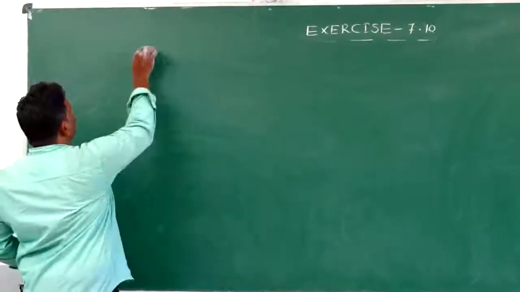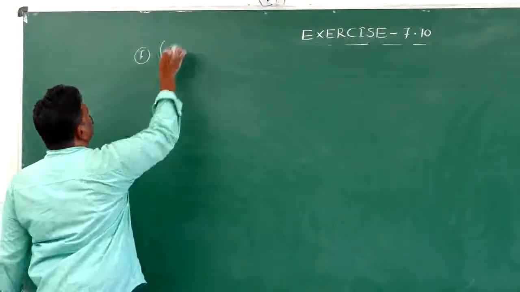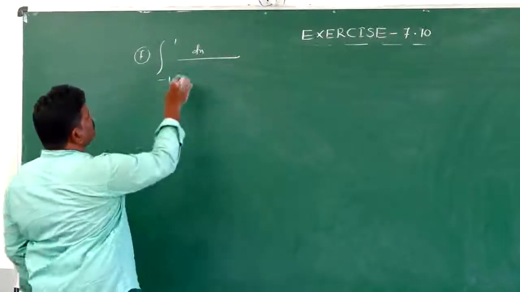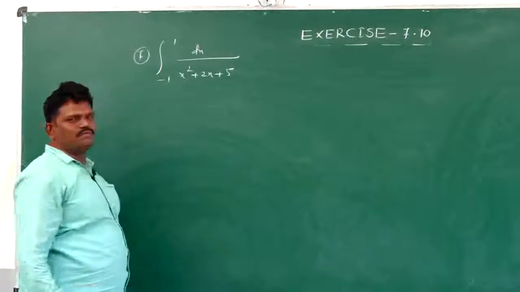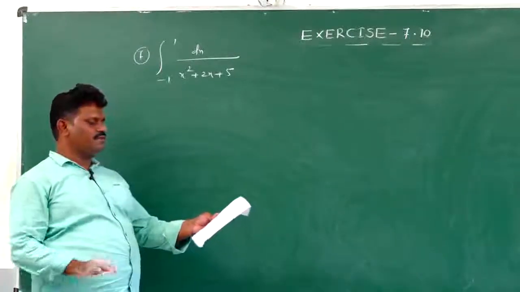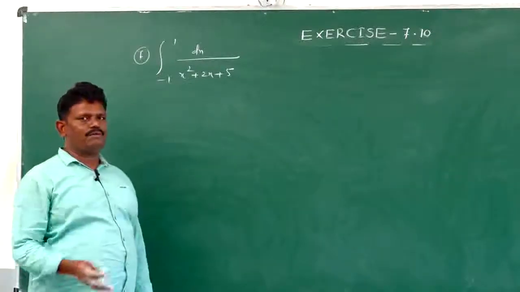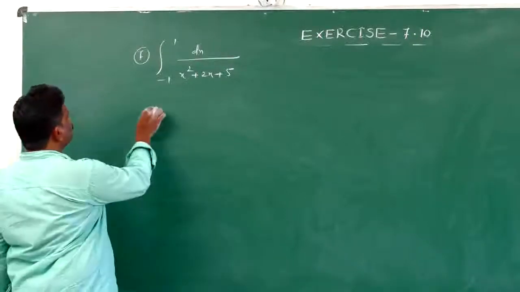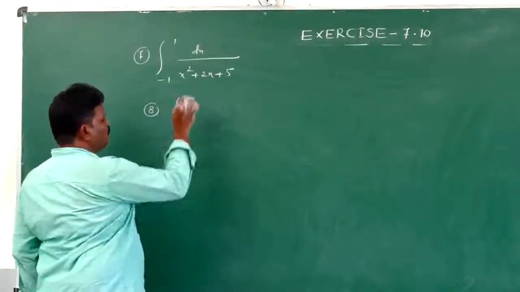Seventh one: the integral from -1 to 1 of dx by x square plus 2x plus 5. This one is totally the same model as the sixth model. If we write that quadratic expression in perfect square form and apply the limits with the suitable formula, you can do that one. Now the eighth one: the integral from 1 to 2.